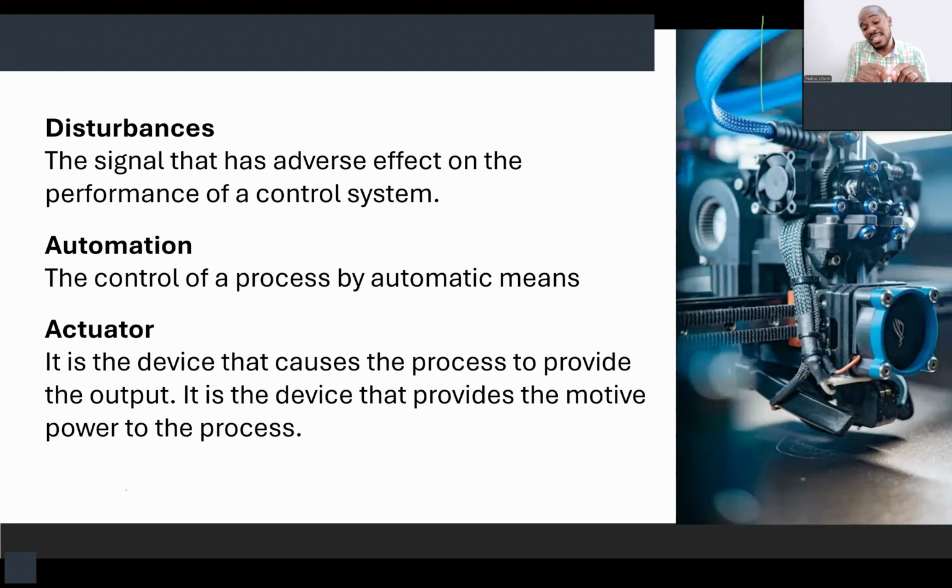Please make sure you mute yourself. Victor, you are unmuted. Can you mute yourself? Maybe I should mute you, and then you won't be able to unmute yourself. Thank you.